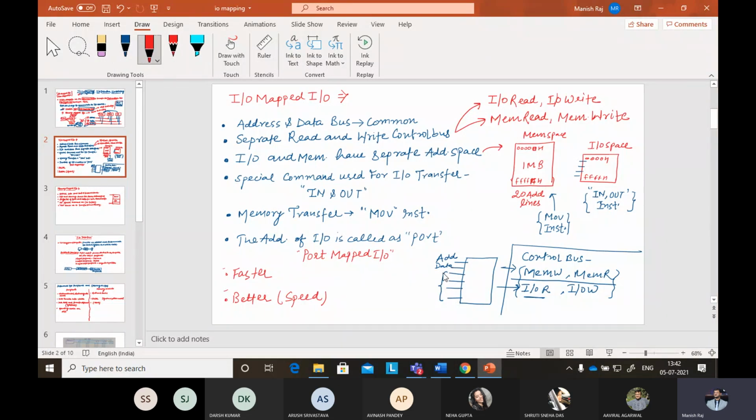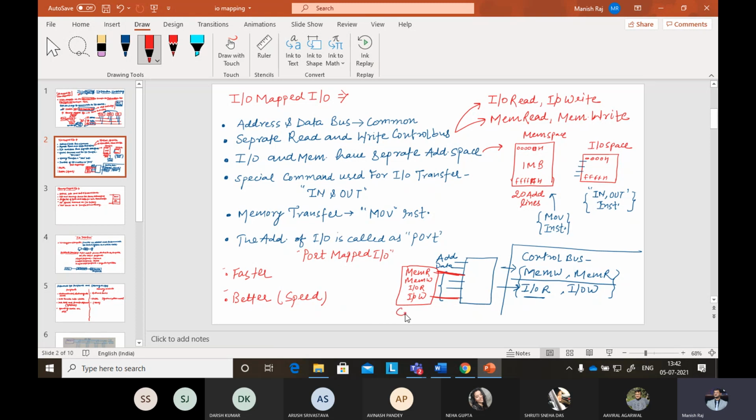the control bus is divided into four parts. The first part is memory read, the second is memory write, the third is IO read, and the fourth is IO write. So we can divide this part accordingly. If you want a memory read, you will enable this line. If you want an IO write, you will enable this line. According to your application, you will enable the lines.